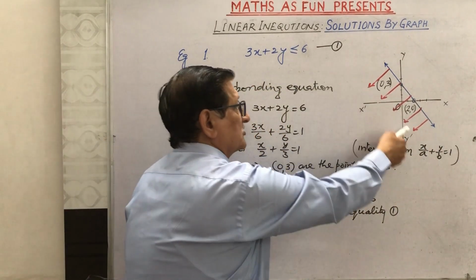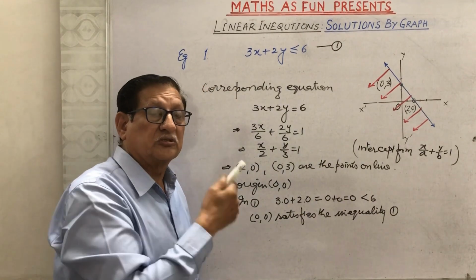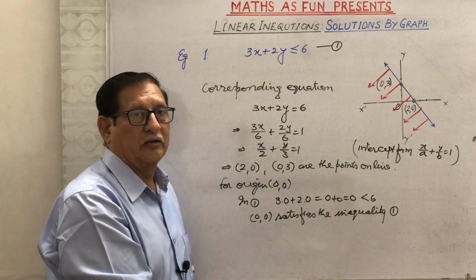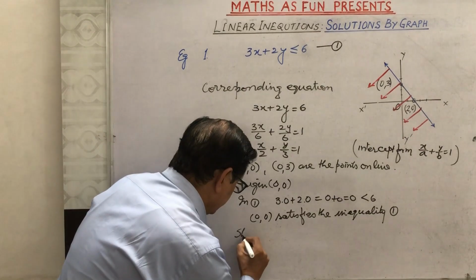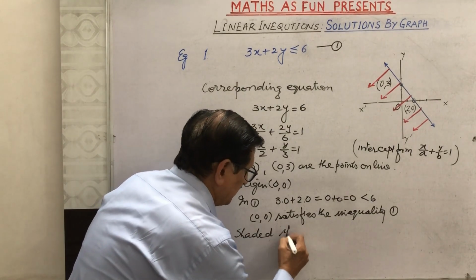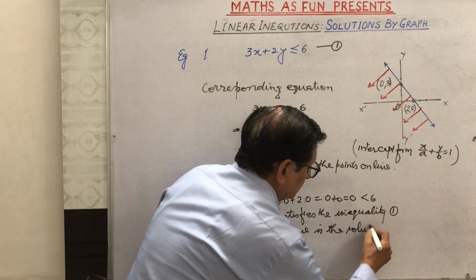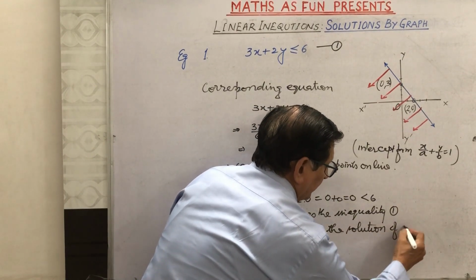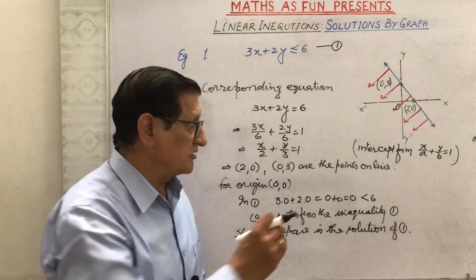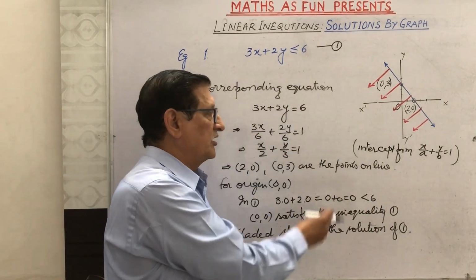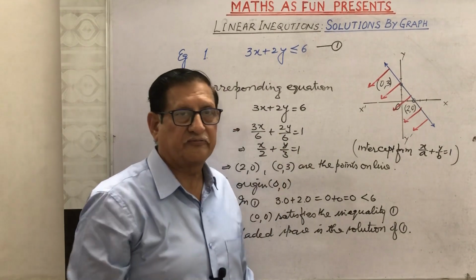So this shaded portion is representing the solution of this inequality 1. We can write here, shaded space is the solution of inequality 1. So like this we can represent the solution of an inequality on the graph.